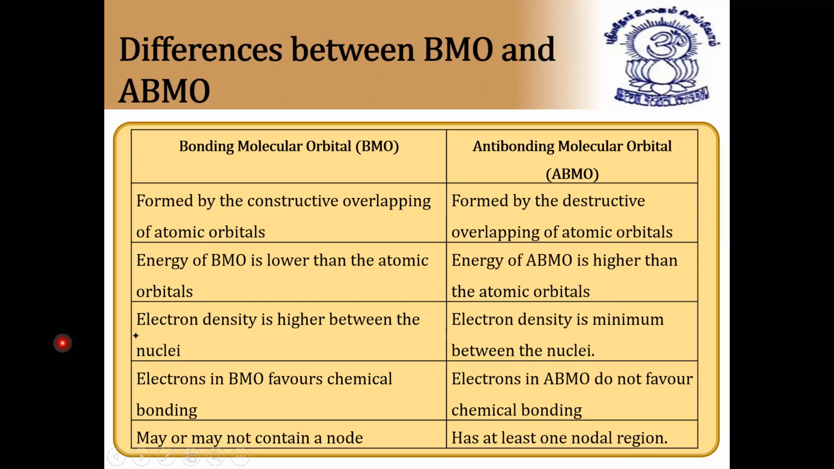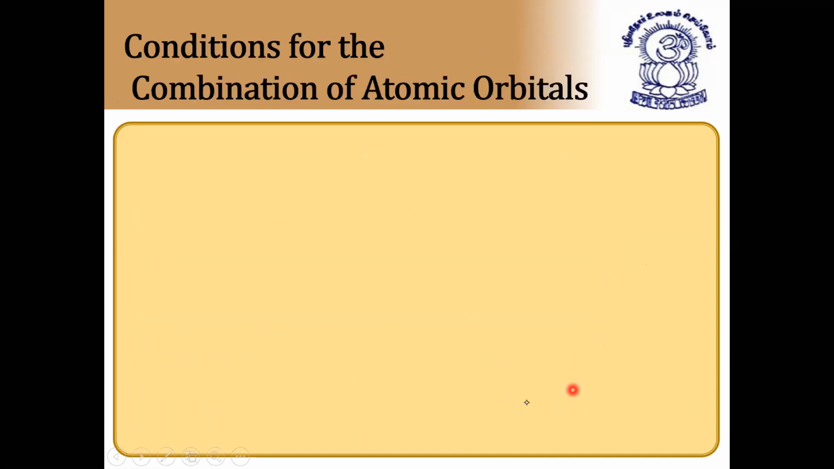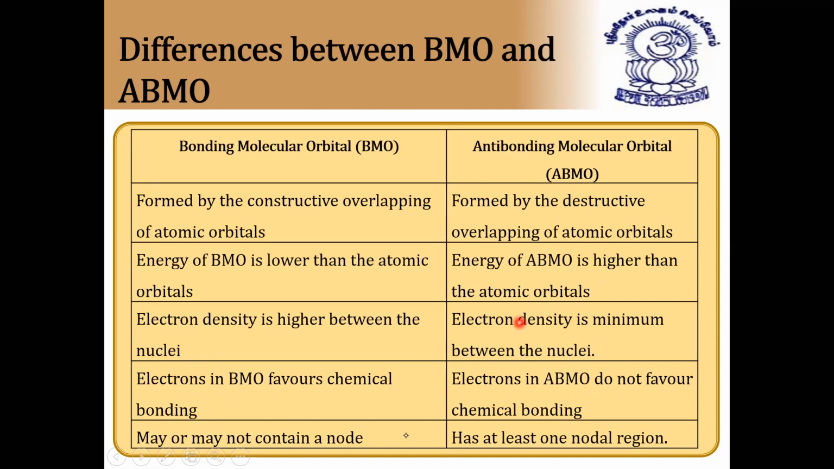Next, electron density is higher between the nuclei in a bonding orbital, and electron density is minimum between the nuclei in an antibonding orbital. Electrons in BMO favor chemical bonding, so bonding molecular orbitals form a chemical bond, that is, a covalent bond. Antibonding molecular orbitals do not favor chemical bonding. As they have wave nature, they have a node as well as an anti-nodal region. So it has at least one nodal region.